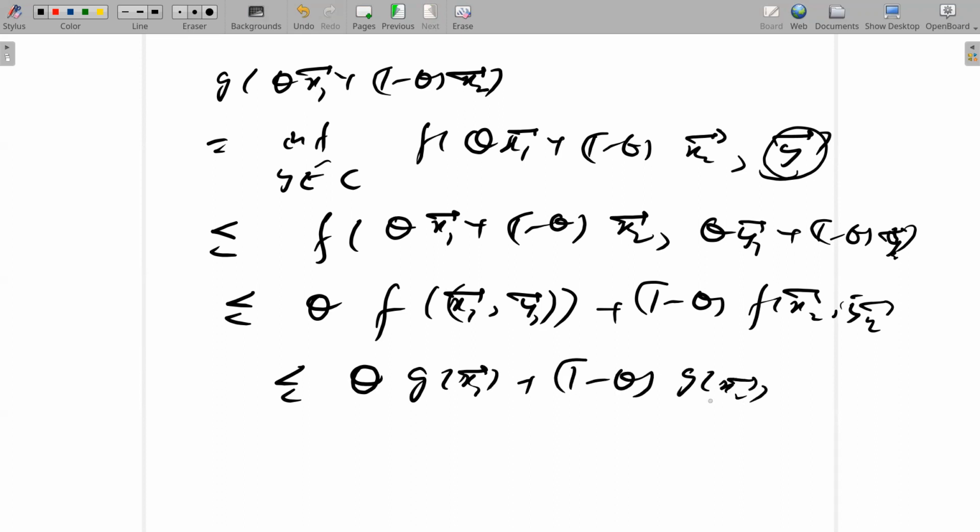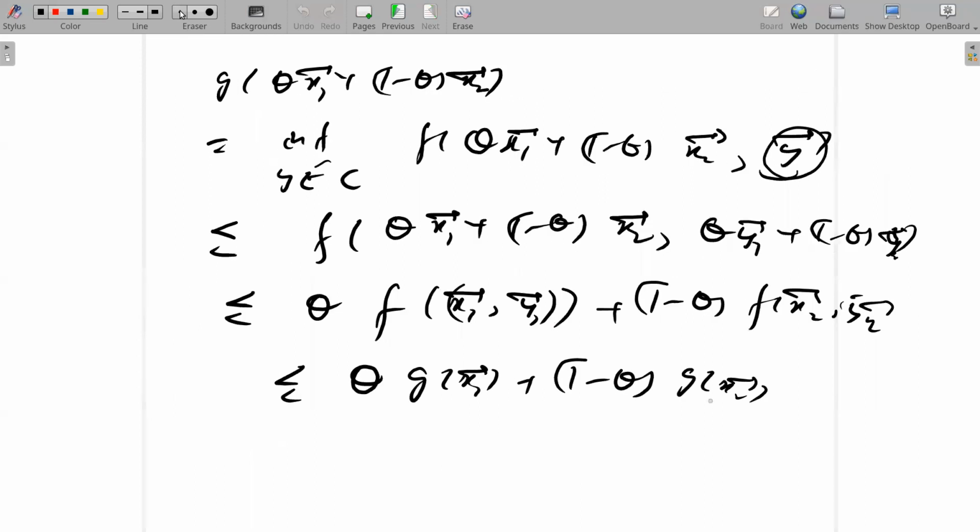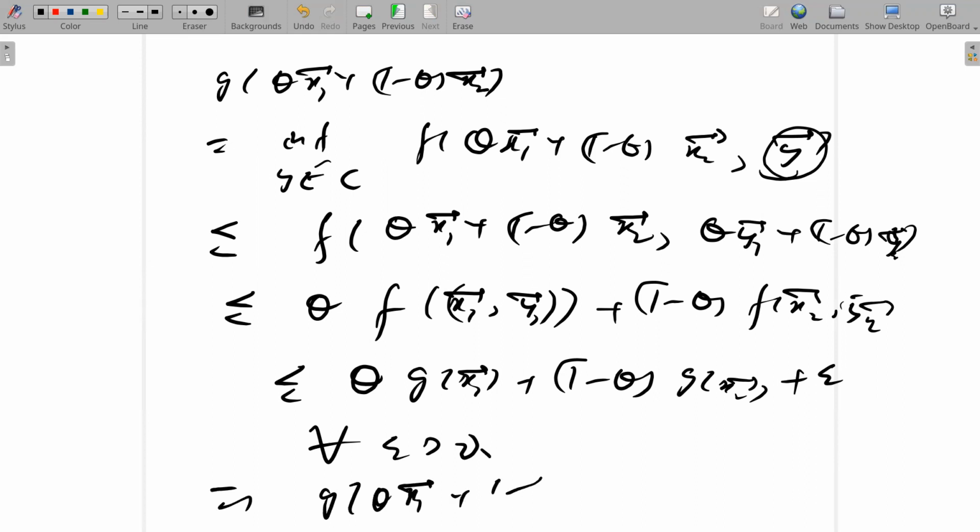And actually, instead of choosing epsilon 1, epsilon 2, let me just say epsilon is bigger than 0. So given epsilon bigger than 0, and here it's the same epsilon, doesn't matter. Okay, so when I take theta epsilon plus 1 minus theta epsilon, I have this inequality. And this inequality holds for all epsilon bigger than 0, which implies g of theta x1 plus 1 minus theta x2 satisfies Jensen's inequality. Hence, it is convex.